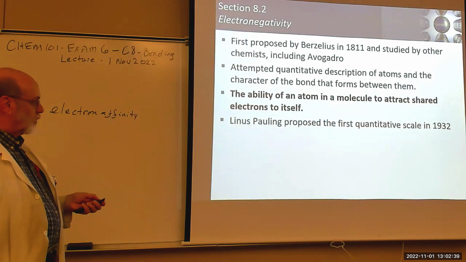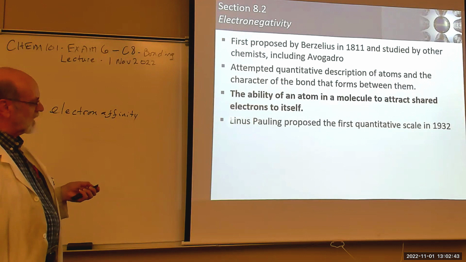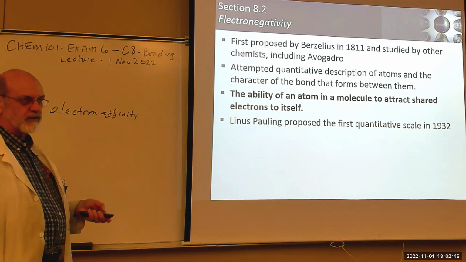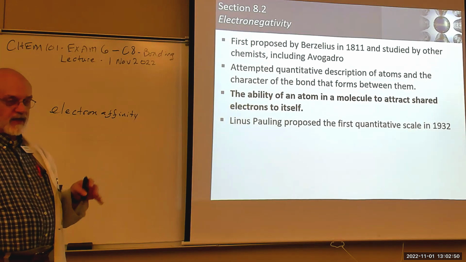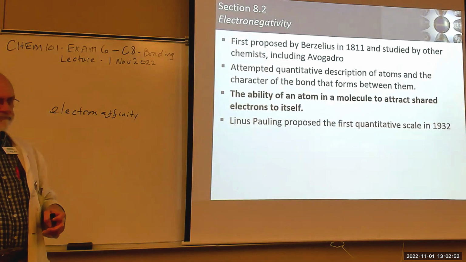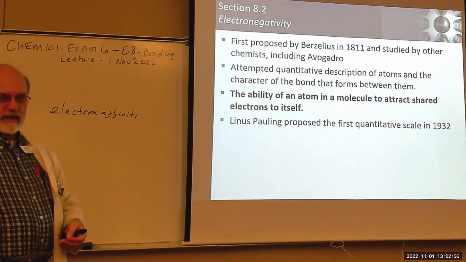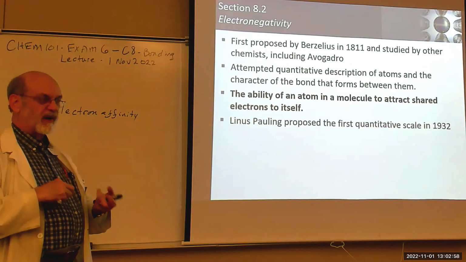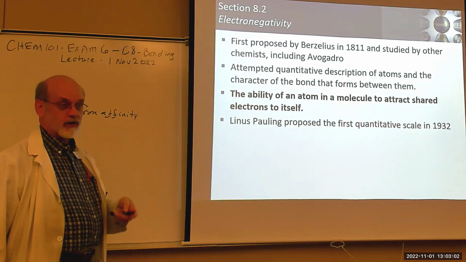One of the first quantitative scales that was used was developed by Linus Pauling in 1932. It's not the only scale, but it seems to be the most popular one. And there's a formula that goes with it, and it's based upon bonding atoms with other atoms, and it's beyond me.